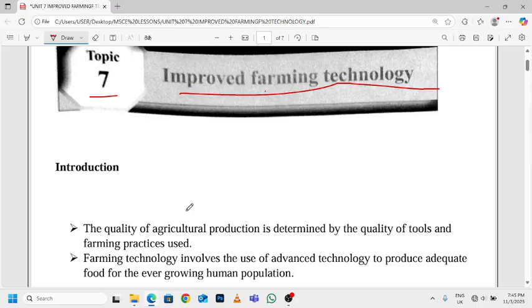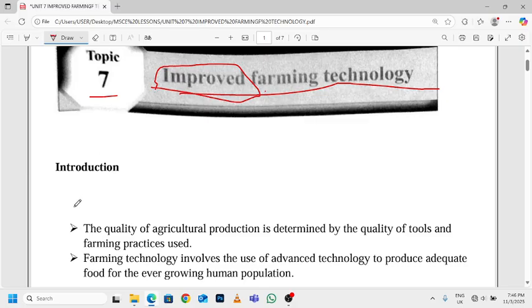Alright, I think we are still talking of farming technologies. I think we started looking at farm mechanization. On that part, we are looking at some of the machines that we can use in our agricultural production. And also we talked about gender and agricultural technology and how we can involve both males and females in using the agricultural technologies. So we are continuing by looking at improved farming technologies. Those are the technologies that have been advanced technologically.